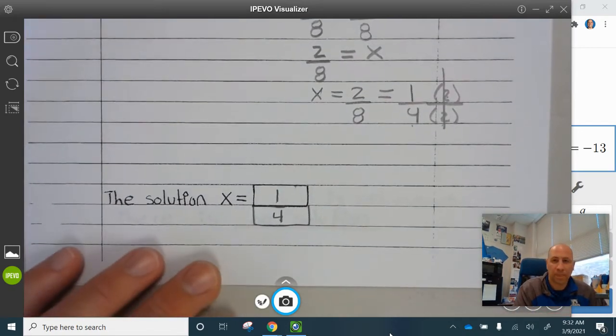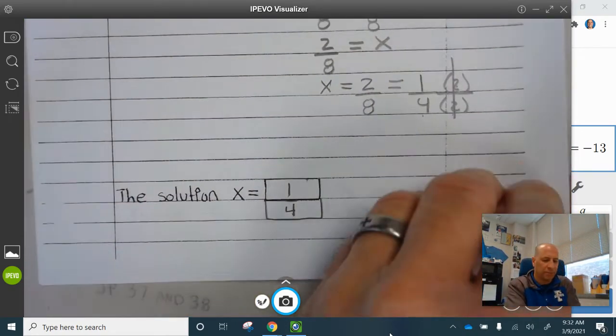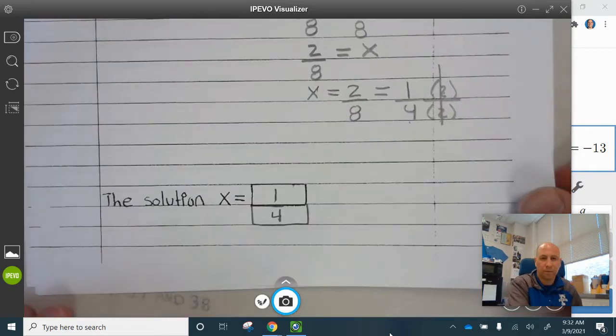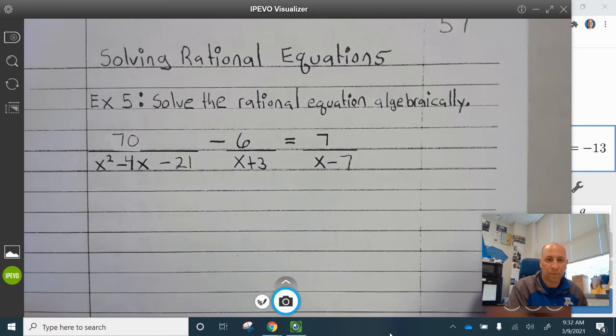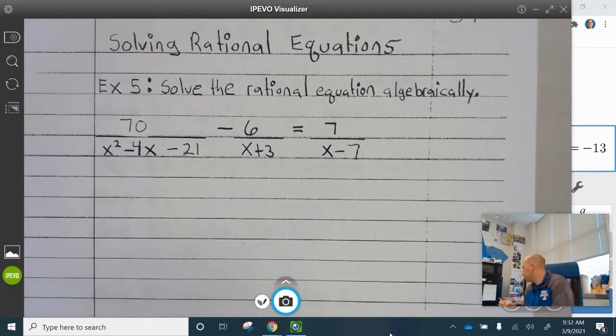Okay. All right, let's move on to the next example. All right, example 5. Solve the rational equation algebraically.